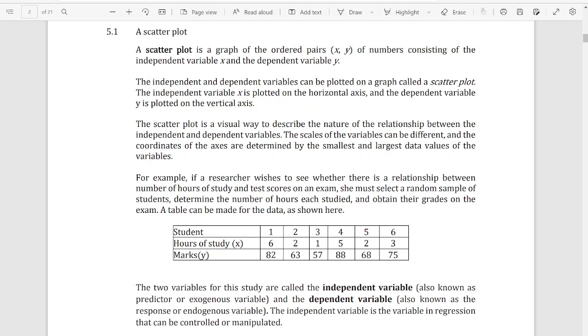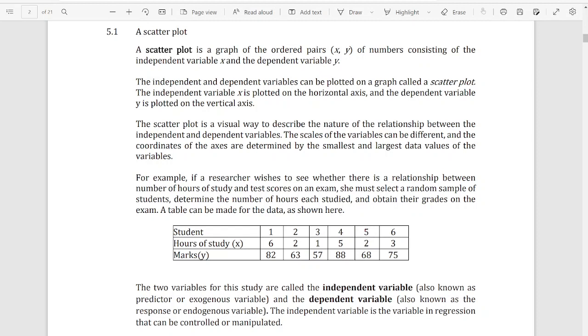The scale of the variable can be different, and the coordinates of the axis are determined by the smallest and the largest value in the variables. Okay, dia tentukan itu. So, suppose that you have 6 students, you have hours of study, and you have the mark that the student received in an exam. So, the two variables for this study are the independent variable, also known as the predictor or exogenous variable, and the dependent variable, also known as the response or endogenous variable.